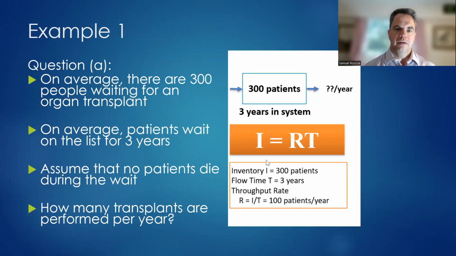Just another example of this concept is if I'm in a hospital, I have 300 people who are waiting for an organ transplant. I say on average, patients wait on the organ transplant list for 3 years. I assume that no patients will die during the wait, ideally. And then that makes me try to calculate how many transplants are performed a year. So basically what I understand is that my inventory is those 300 people that are waiting. My flow time is 3 years from the time I register on the list till I get my transplant. And my throughput rate would then be 100 patients per year. So I have a flow rate of 100 patients per year through my operation.